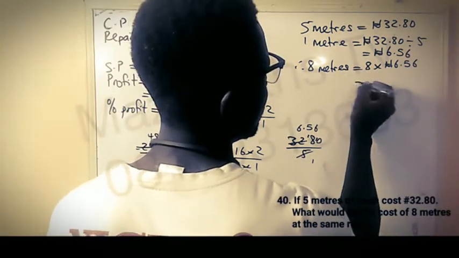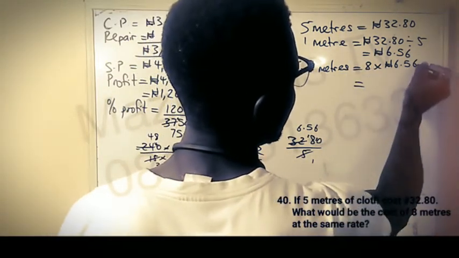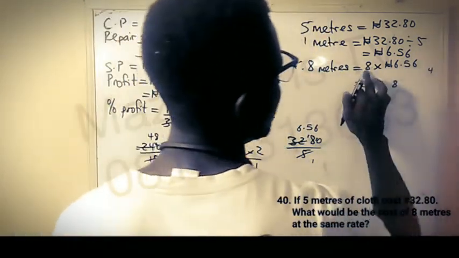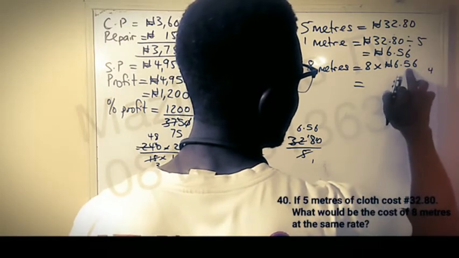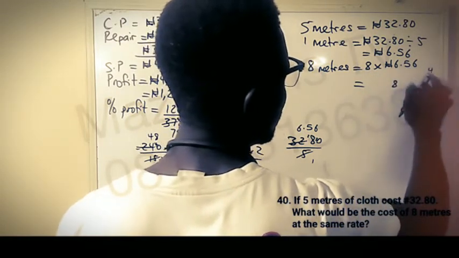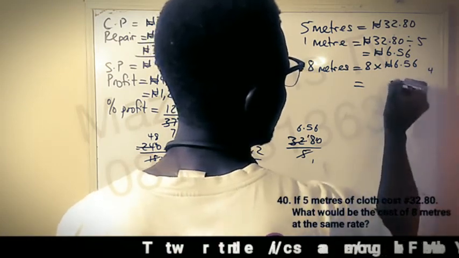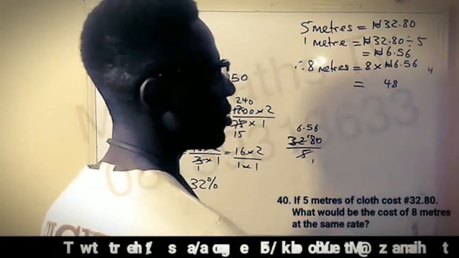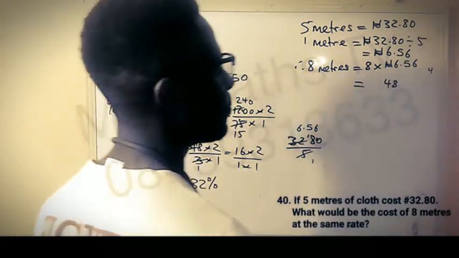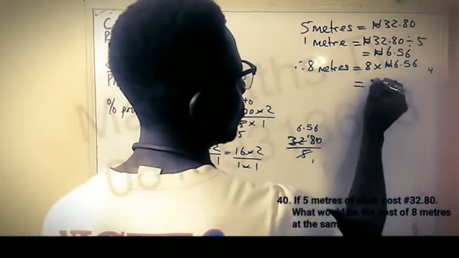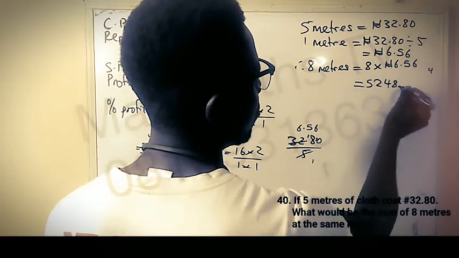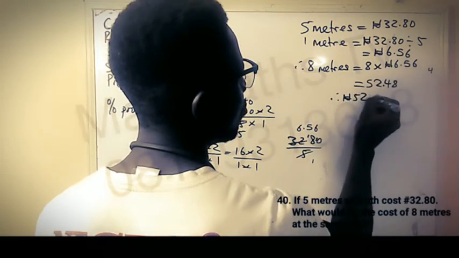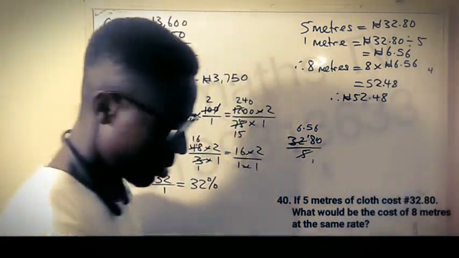So just multiply straight. So what do we have? 8 times 6, that's 48. Put 8, carry 4. Okay, 8 times 5, that is 40. Plus this 4, that will be 44. Put 4, carry 4. 8 times 6, another 48. Now 48 plus 4, that is 52. So how many decimal places do I want to count? 1, 2, put the point. So therefore, 8 meters will cost 52 naira 48 kobo.